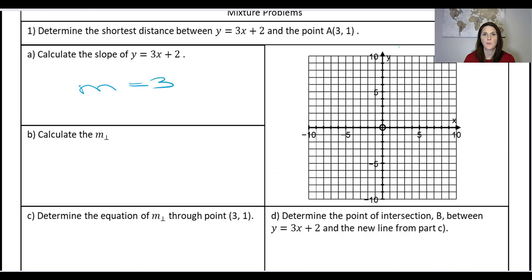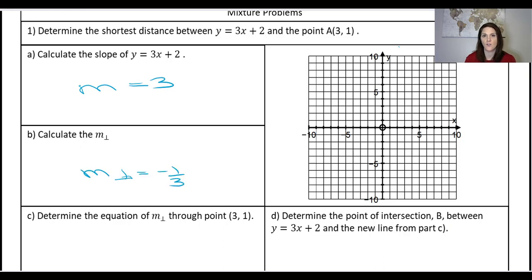Next, we need to calculate the perpendicular slope. Remember, this is the negative reciprocal of the original slope. So we're going to take that slope, remember we can write it as 3 over 1, and we're going to invert or flip the fraction and then switch the sign. So the slope perpendicular is negative 1/3.